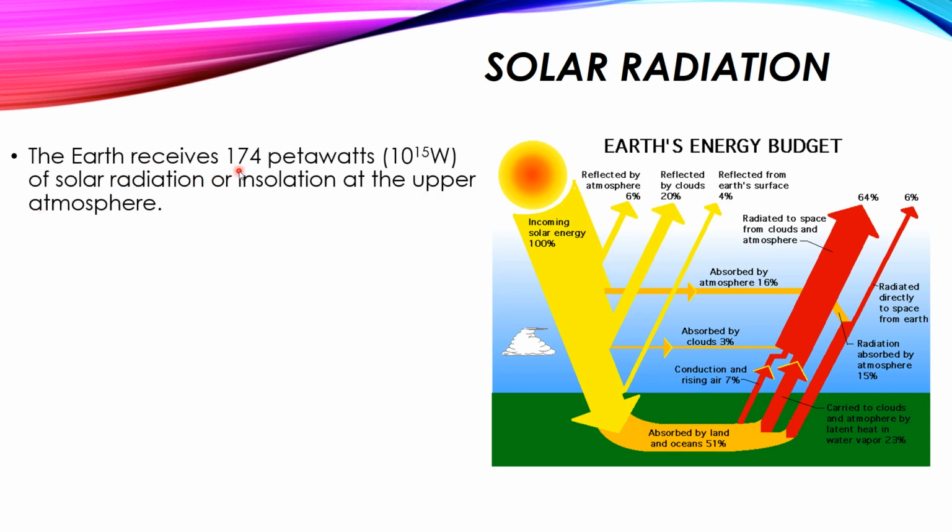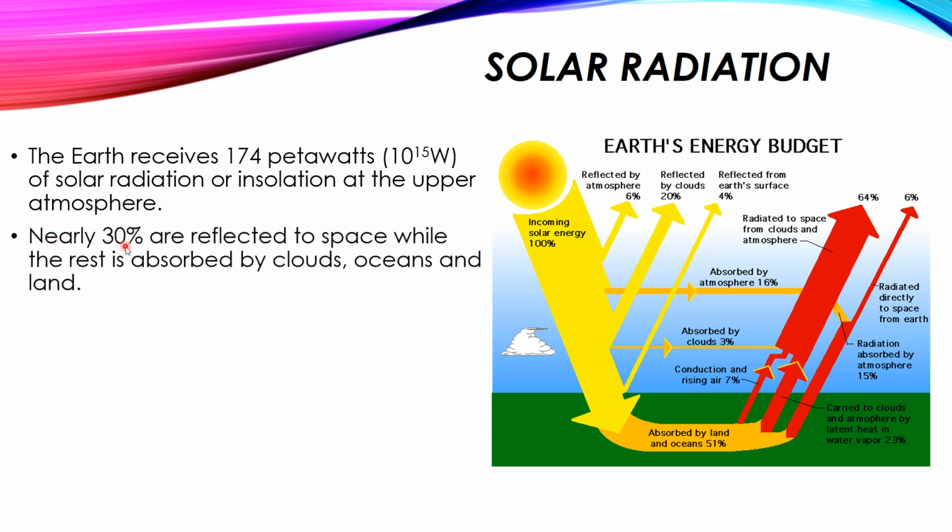So the Earth receives 174 petawatt, or 10 power 15 multiplied by 174 watt of solar radiation or insolation at the upper atmosphere. So we'll find that this is a high amount of power. 174 multiplied by 10 power 15. This is a very, very large amount of power, and can provide energy required for the planet for hundreds of years. So the solar energy itself is very important, and we have to benefit from this amount of power.